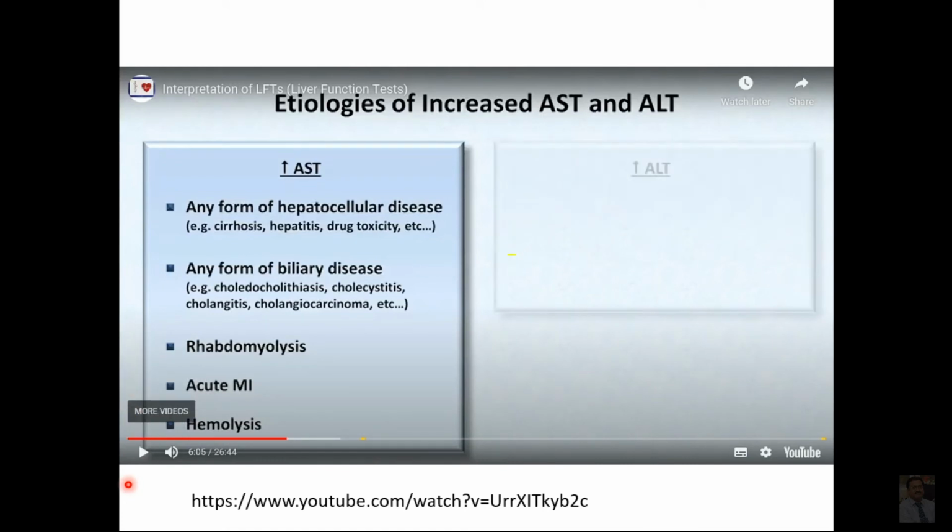These are all the indications of AST. AST is aspartate aminotransferase. It is elevated in any form of hepatocellular disease, that is cirrhosis, hepatitis. We already studied acute hepatitis and chronic hepatitis, or any drug toxicity, etc., or any form of biliary disease, that is cholestasis. Any word that starts with cholestas, choles, is related to bile. Cholangiocarcinoma means bile duct cancer. Rhabdomyolysis and acute MI, myocardial infarction, which means heart attack, also raise AST, and hemolysis.